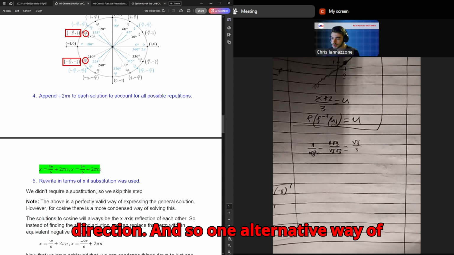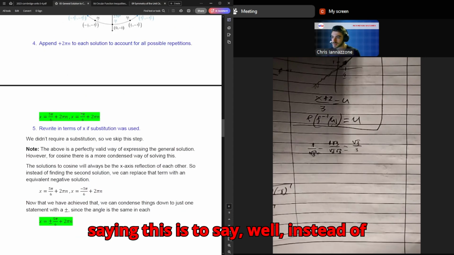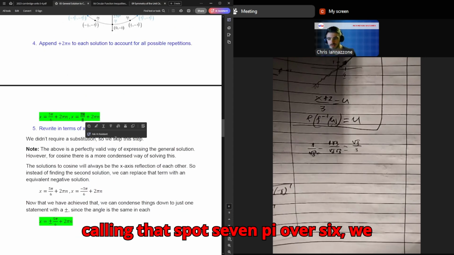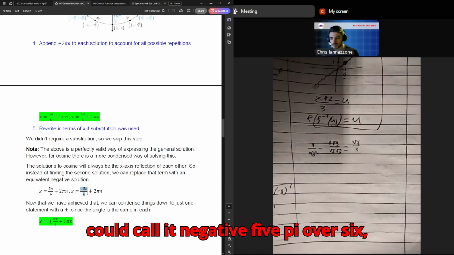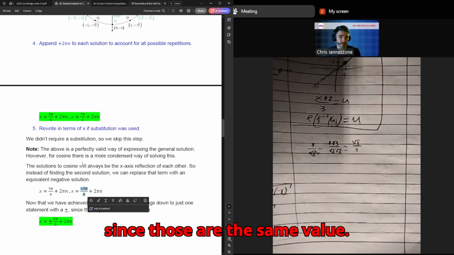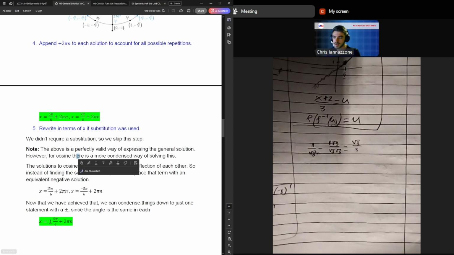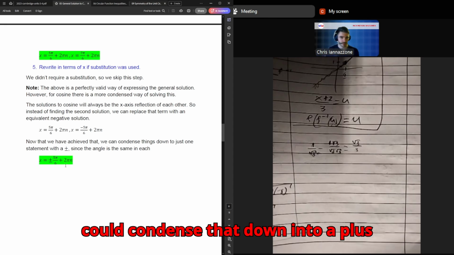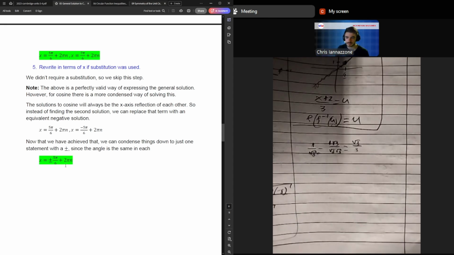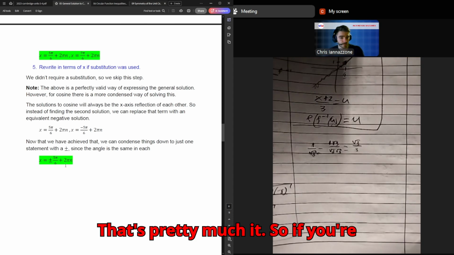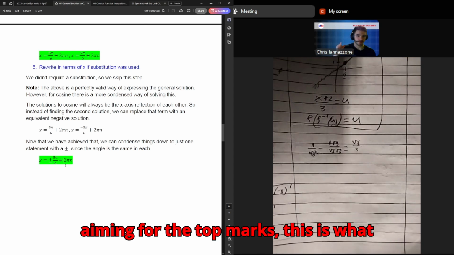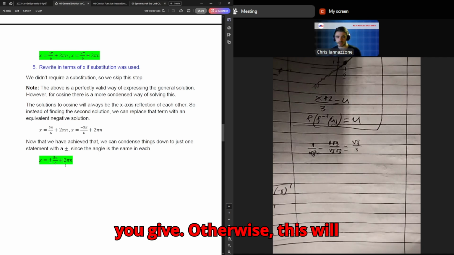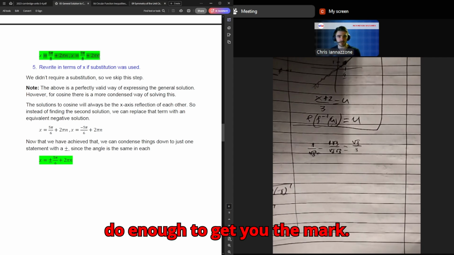And so one alternative way of saying this is to say, well, instead of calling that spot 7 pi over 6, we could call it negative 5 pi over 6, since those are the same value. You have a positive 5 pi over 6, you have a negative 5 pi over 6. You could condense that down into plus or minus 5 pi over 6. That's pretty much it. So if you're aiming for the top marks, this is what you give. Otherwise, this will do enough to get you the mark.